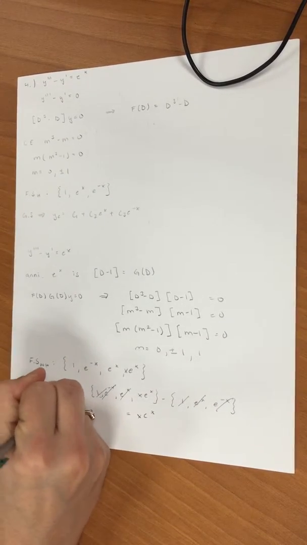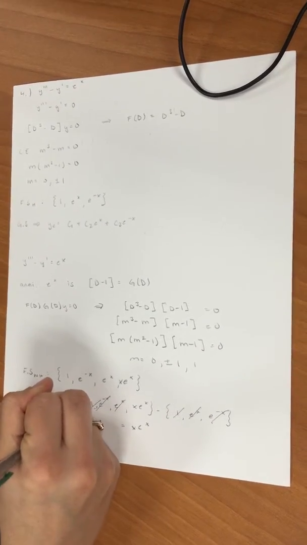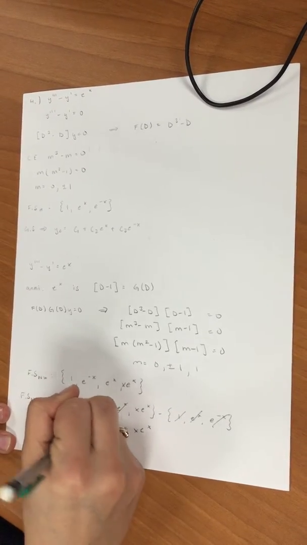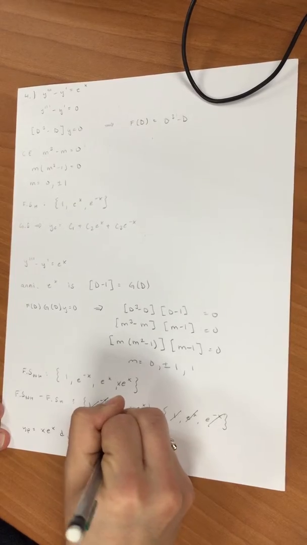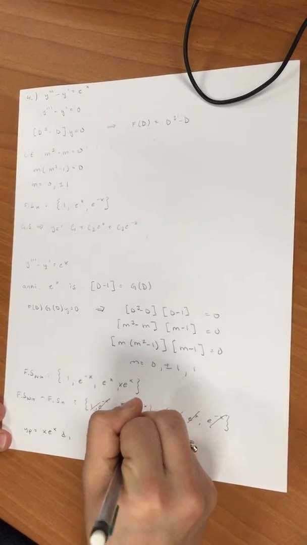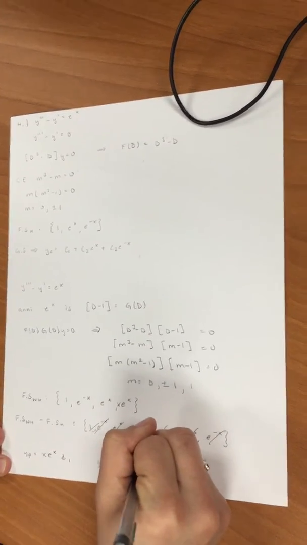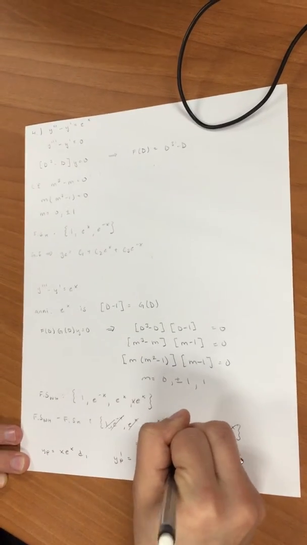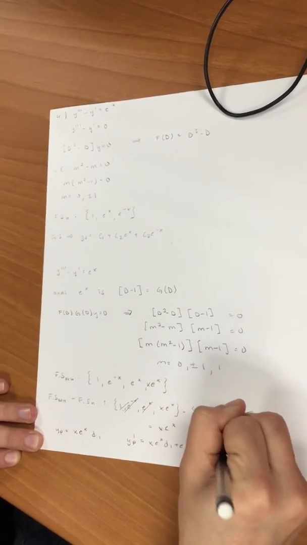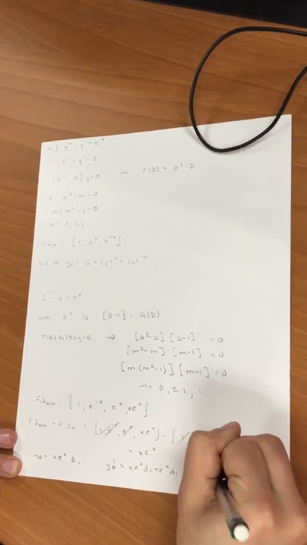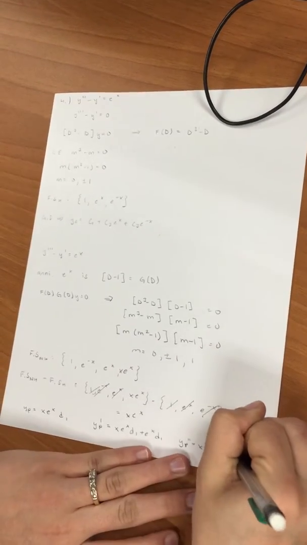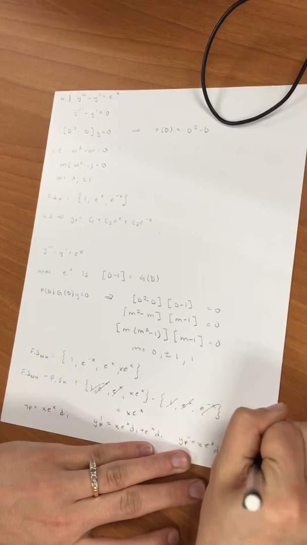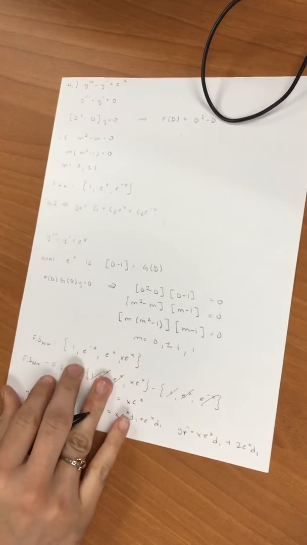So now we can solve for yp, which is equal to x e to the x times d1. d1 is just a constant. So we're going to find our yp prime, which is equal to x e to the x d1 plus e to the x d1, and yp double prime, which is equal to x e to the x d1 plus 2 e to the x d1. So I'm going to flip the page over.